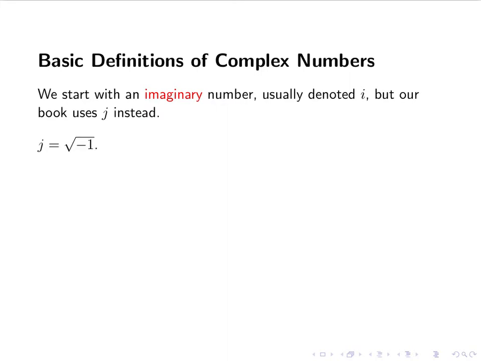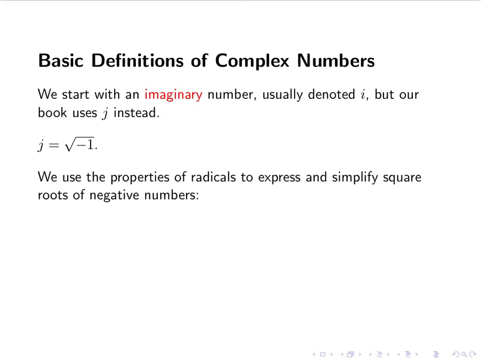So J is going to be the square root of -1. This is called the imaginary unit. What we're going to do is use properties of radicals to express and simplify square roots of other negative numbers, so not just -1.